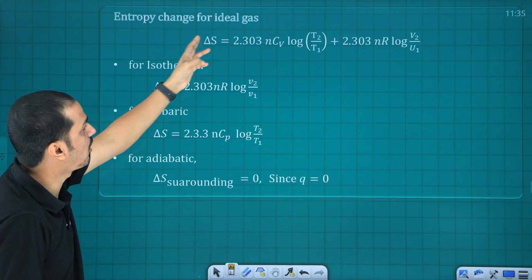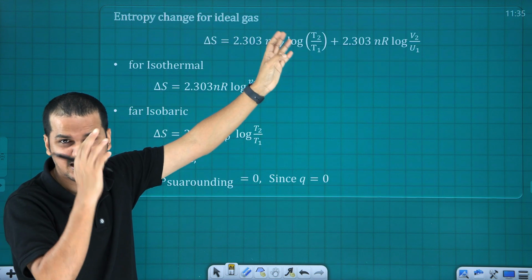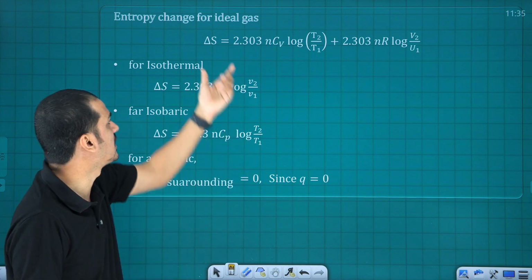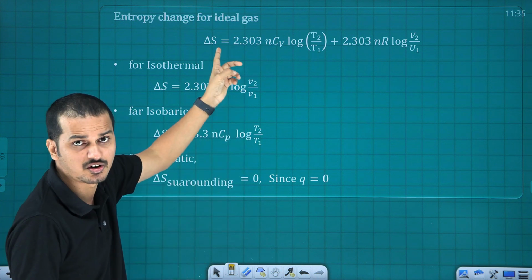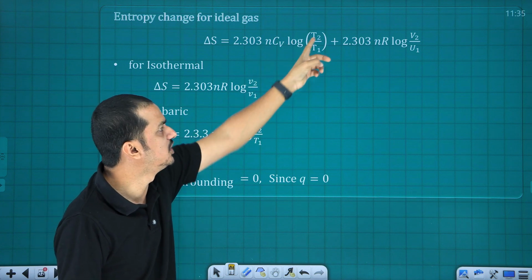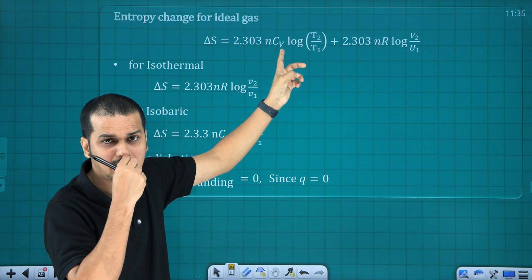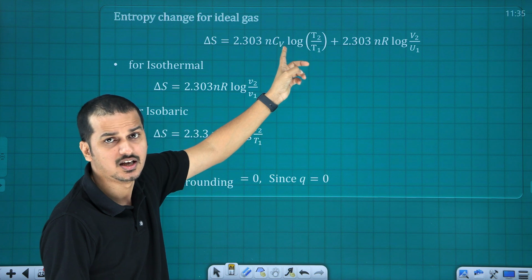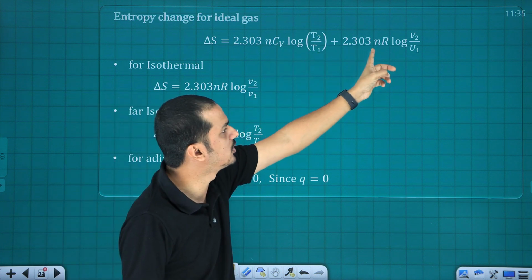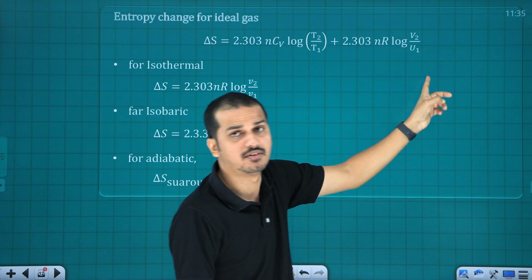Next, again, entropy change for an ideal gas. In the case of an ideal gas, whenever there is expansion or compression, what's the entropy change? The formula is 2.303 n Cv log T2 by T1. This Cv means the molar heat capacity at constant volume. T2 is the final temperature, T1 is the initial temperature, plus 2.303 nR log V2 by V1.